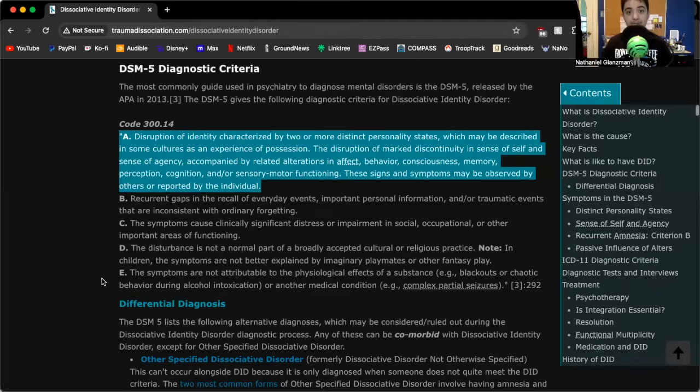Disruption of identity characterized by two or more distinct personality states, which may be described in some cultures as an experience of possession. Disruption of marked discontinuity in sense of self and sense of agency, accompanied by related alterations in affect, behavior, consciousness, memory, perception, cognition, and other sensory motor functioning.